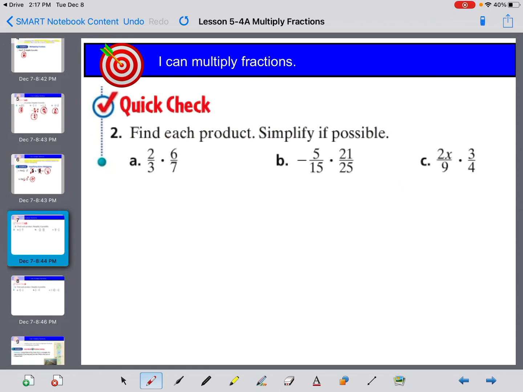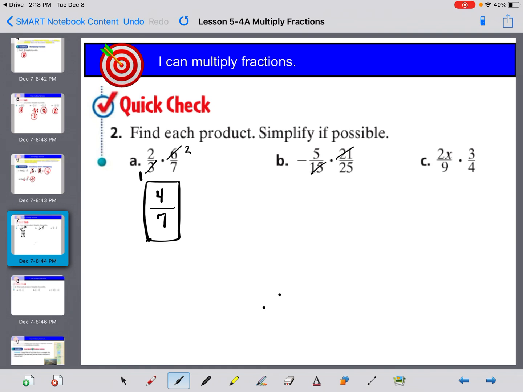Now I want you to try some simplifying before you find the product. Try these 3. Simplify before you multiply if you can. On this first problem, you should have noticed that 3 and 6 have a common factor of 3. When I reduce it, I change the 6 to a 2 and the 3 to a 1. 2 times 2 is 4. 1 times 7 is 7.